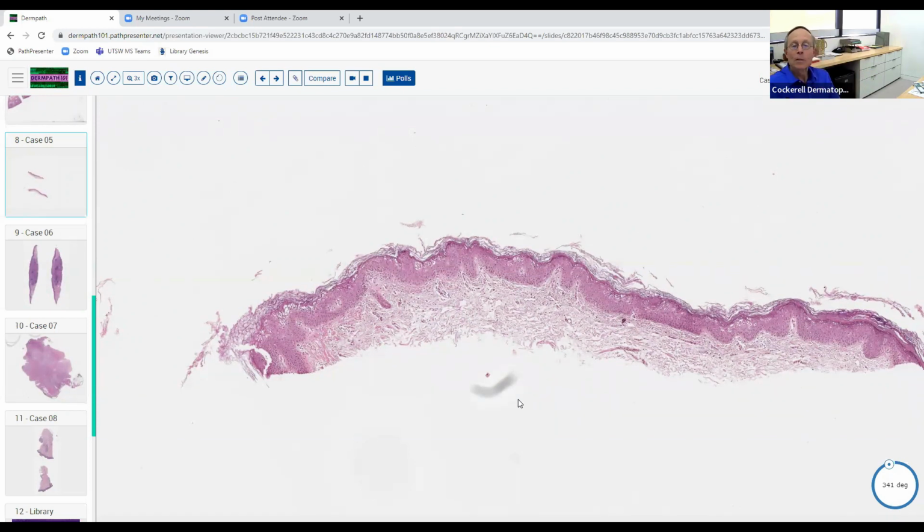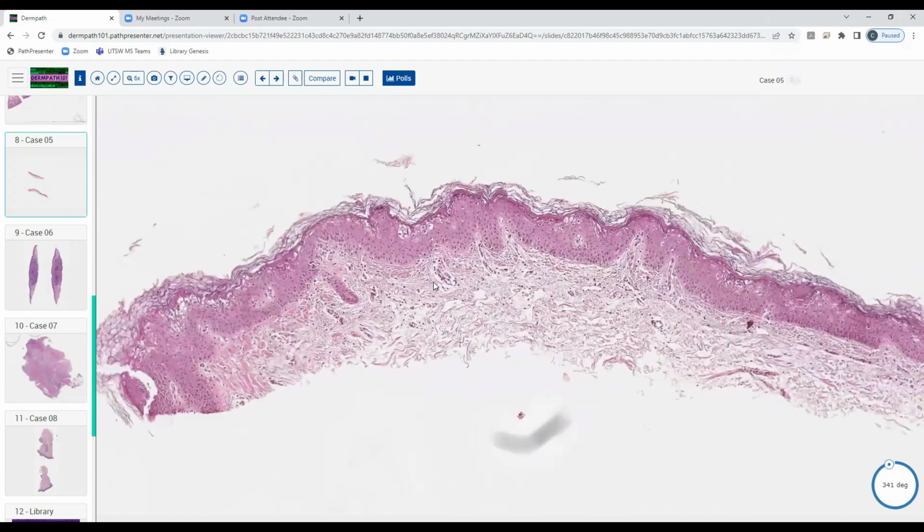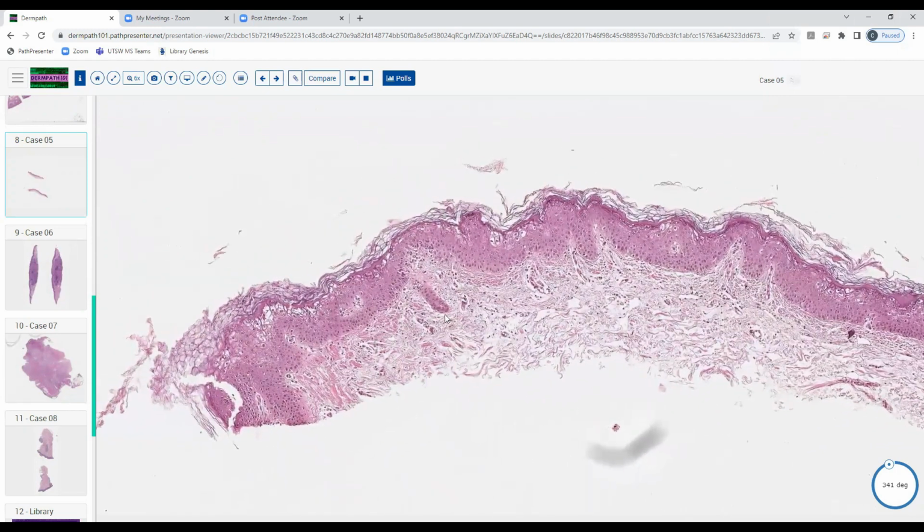Absolutely. Okay. So what are we seeing here? What's the main? So I see a lot of spongiosis.